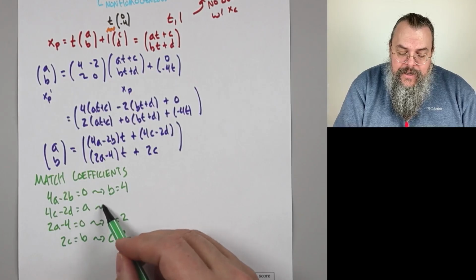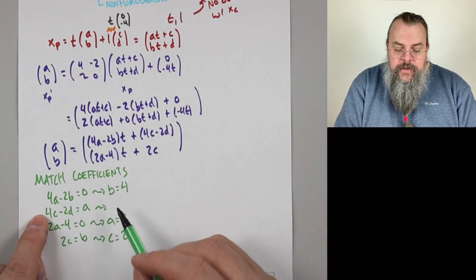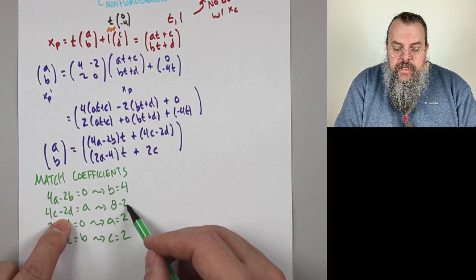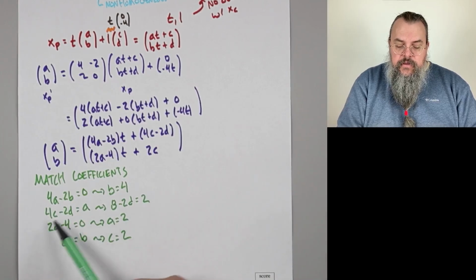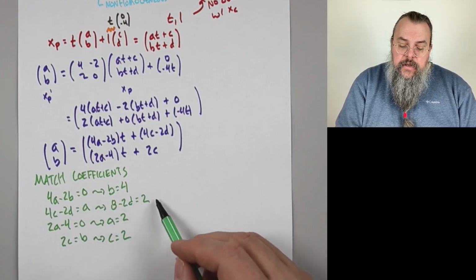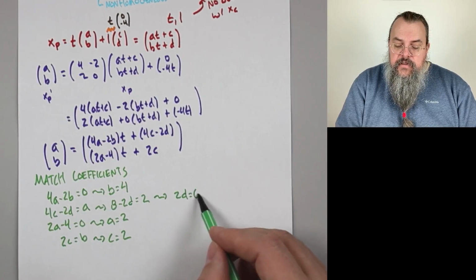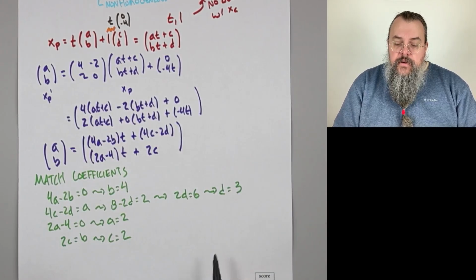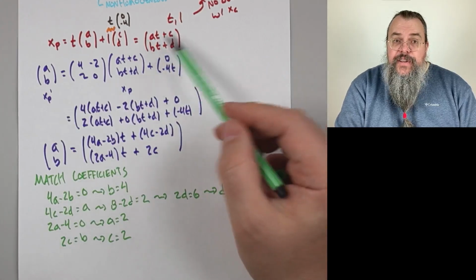Now here, there's a lot of stuff here, so let's just do it carefully. We're going to have here 8 minus 2d equals 2. Okay, because 4c is 8, a is 2. Or if you like, that's the same as saying 2 times d has to equal 6. So d has to equal 3. So what does that tell us? It tells us our choices for a, b, c, and d.